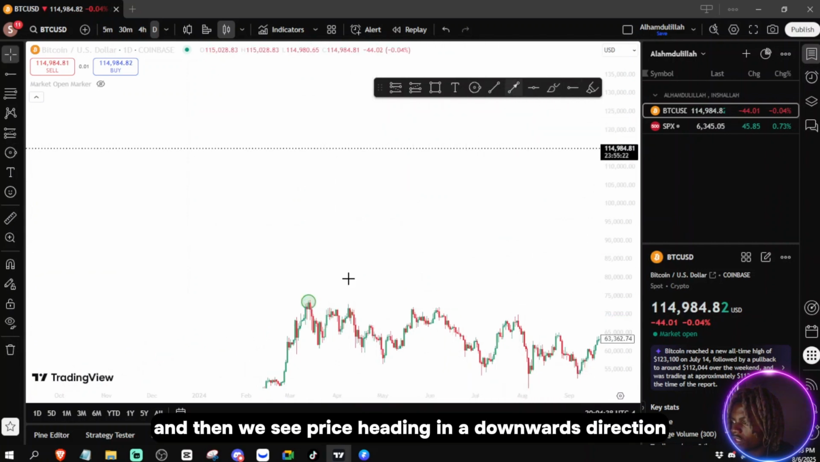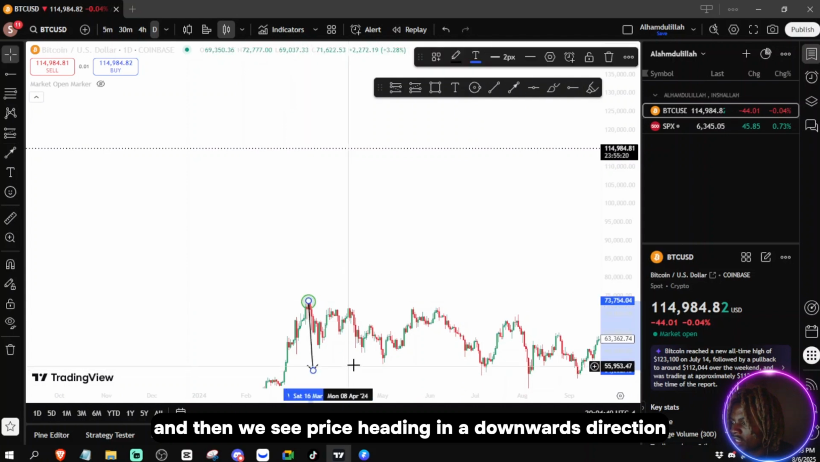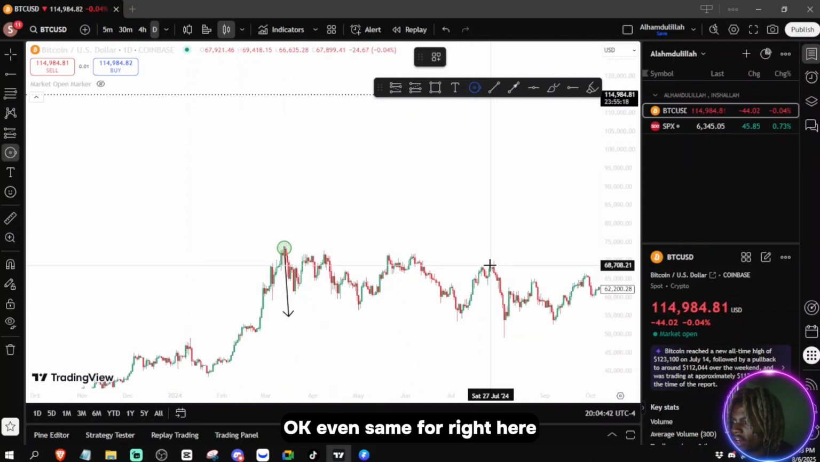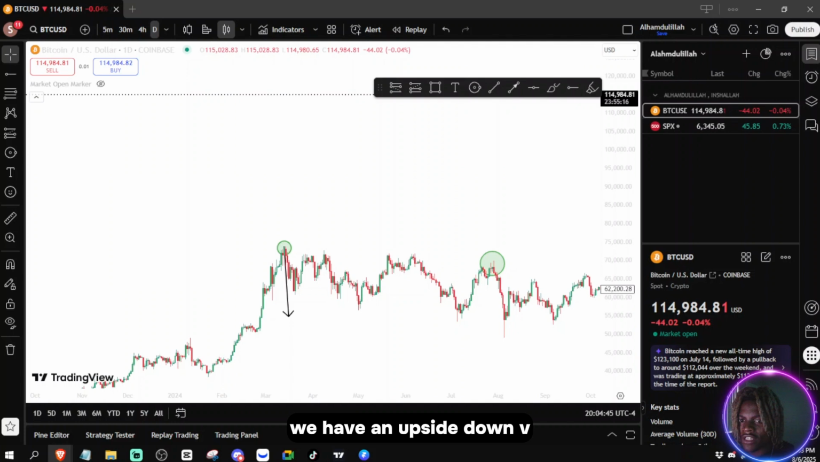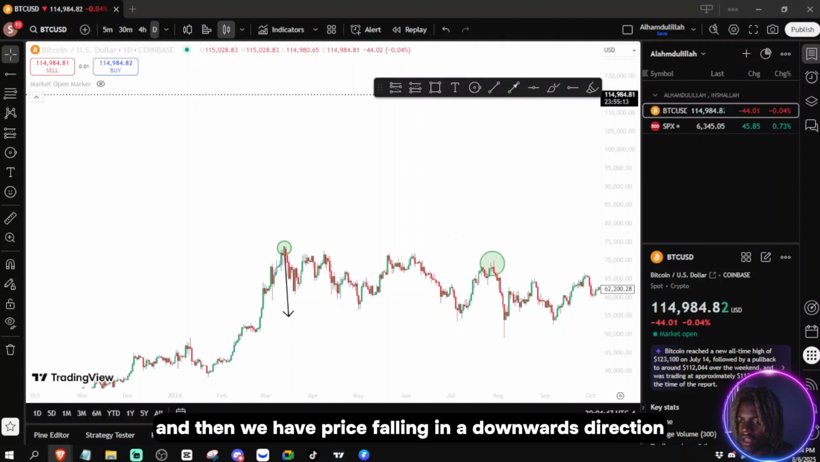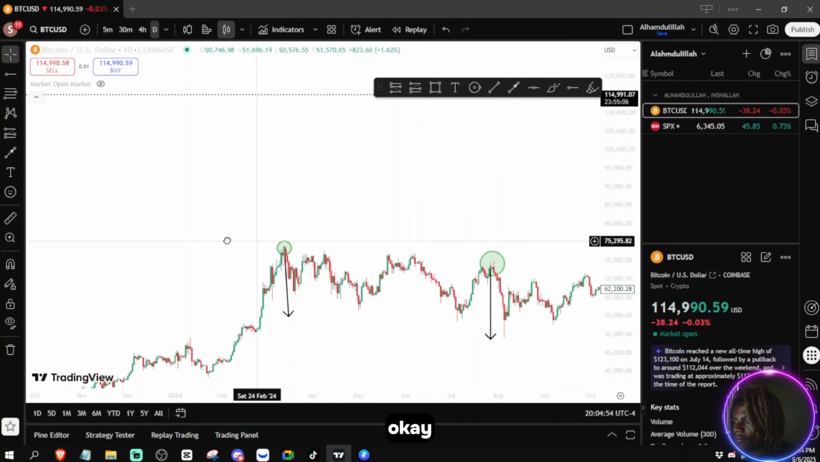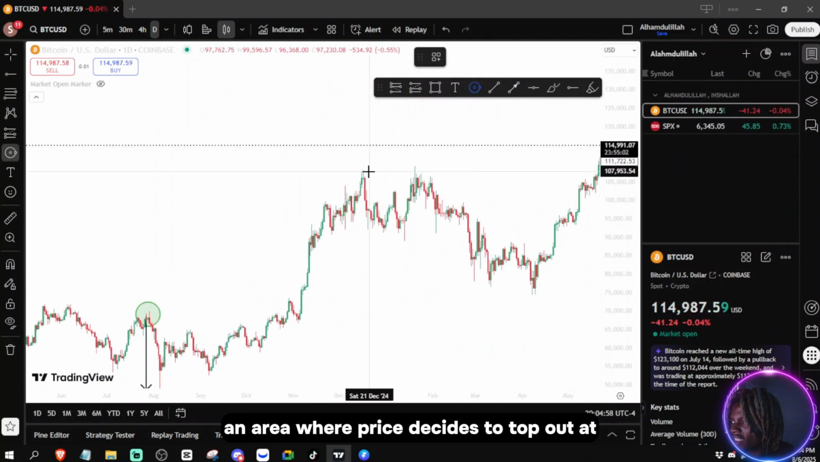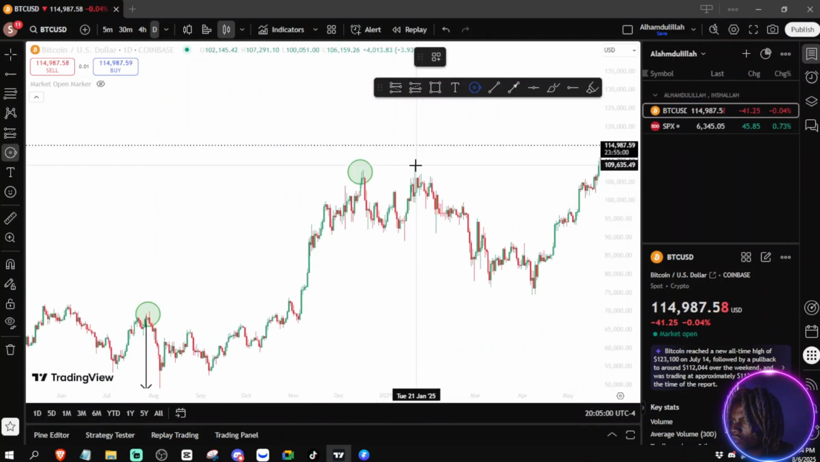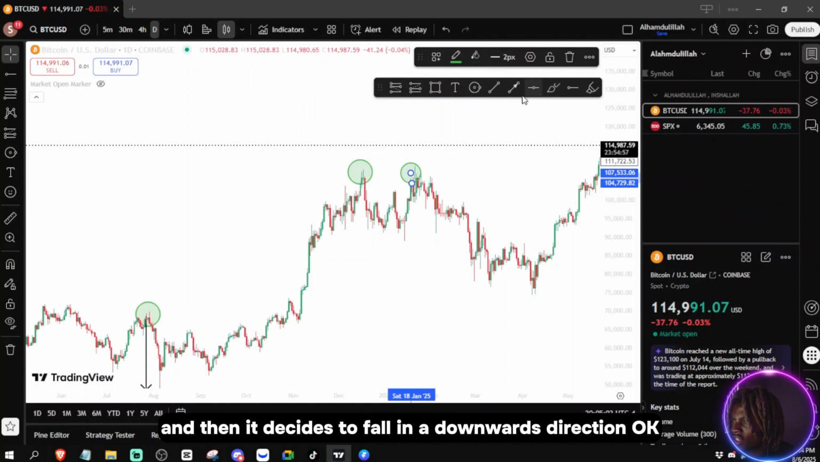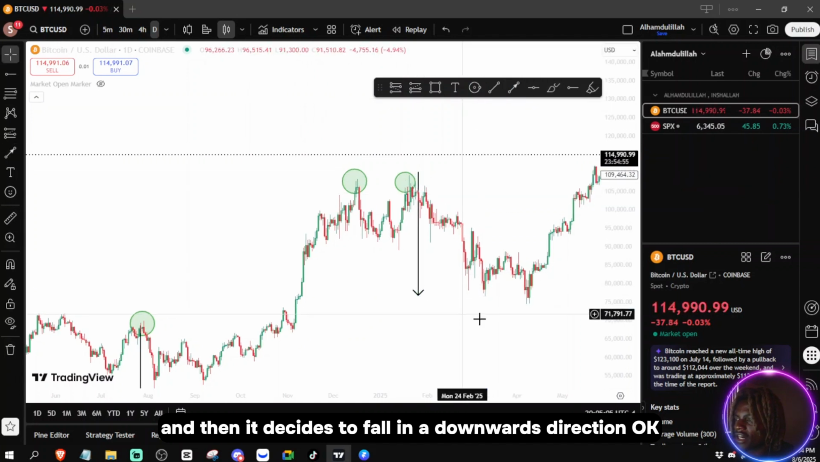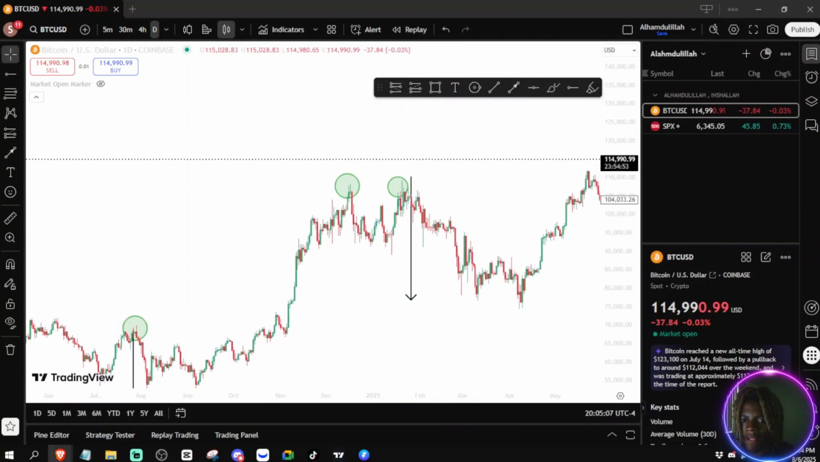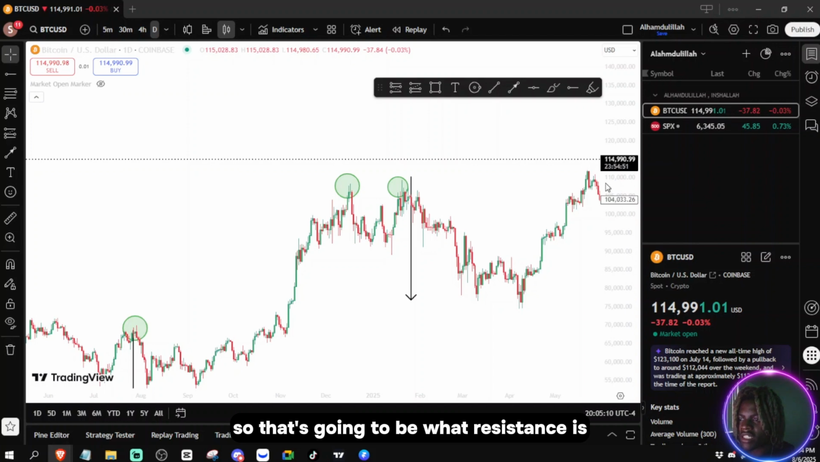And then we see price heading in a downwards direction. Even the same for right here, we have an upside down V, and then we have price falling in a downwards direction. So once again, resistance is an area where price decides to top out, and then it decides to fall in a downwards direction. That's what resistance is.